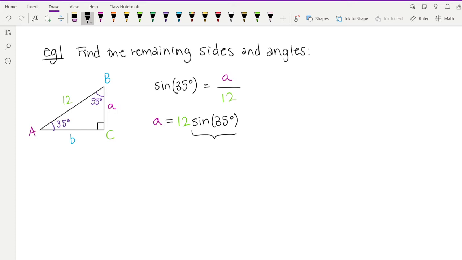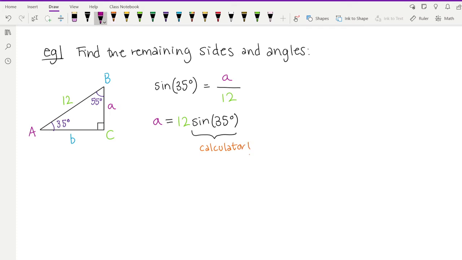For example, if this was 30 degrees, we could figure out what sine of 30 degrees was by using special right triangles or by going on the unit circle, or if it was 45 degrees or 60 degrees. 35 degrees is not one of those angles. However, this can be found using a calculator, right? We can type sine of 35 degrees into a calculator.